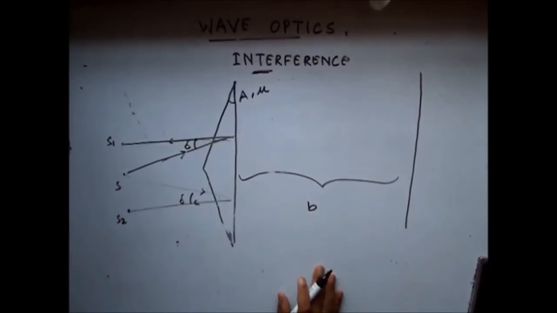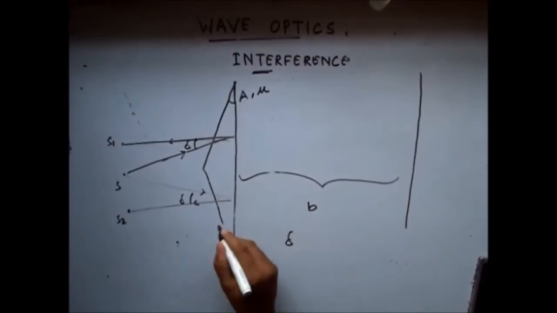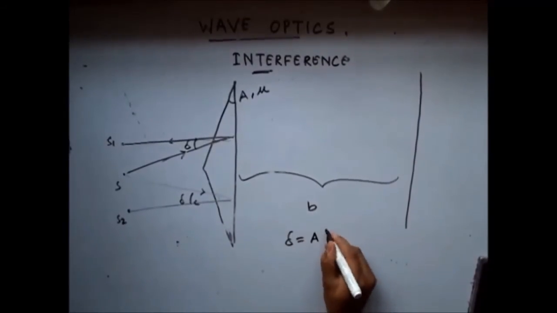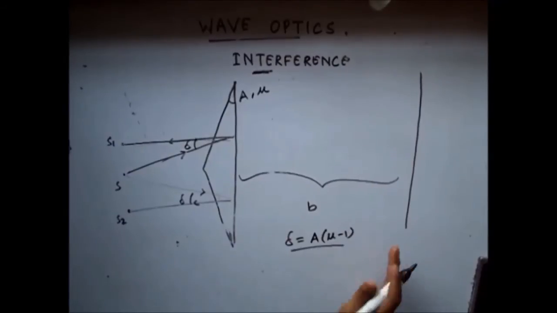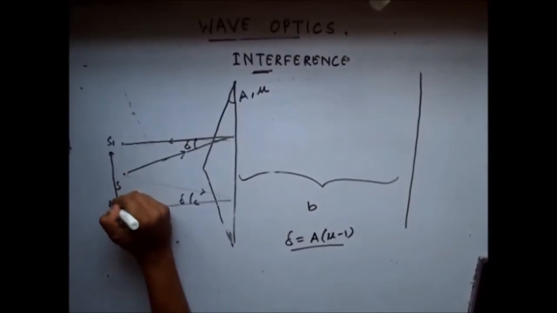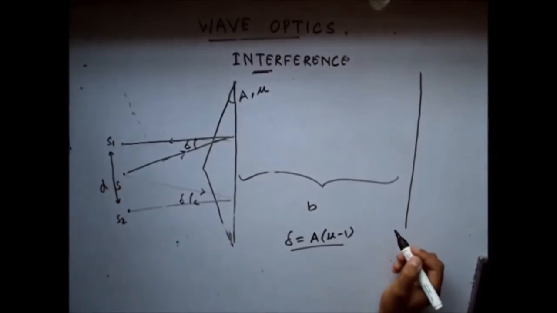Now in this case, what is the deviation? Deviation you can write as A times mu minus 1, as we had discussed. For thin prisms, we can write the deviation as A mu minus 1. Now in this case, I give this as your homework to find this D.